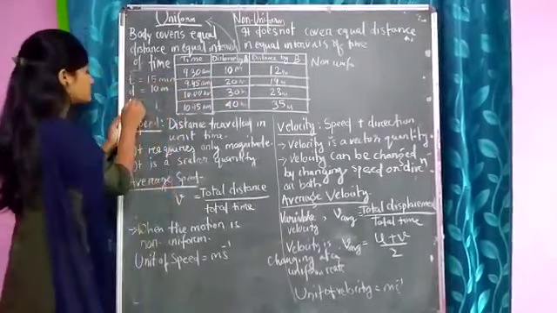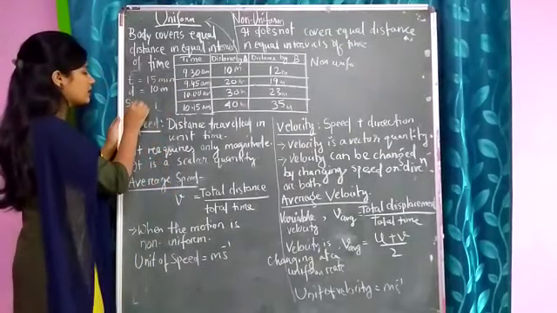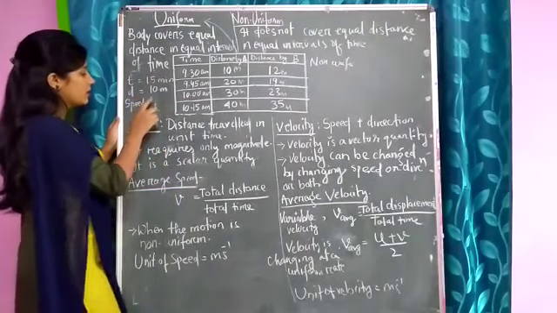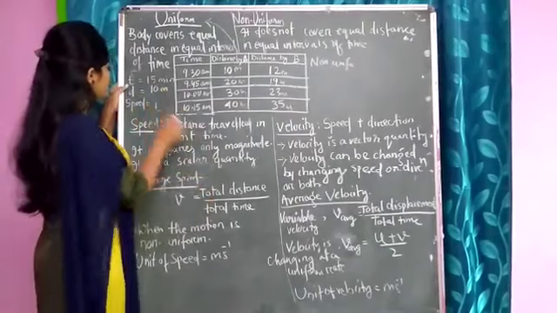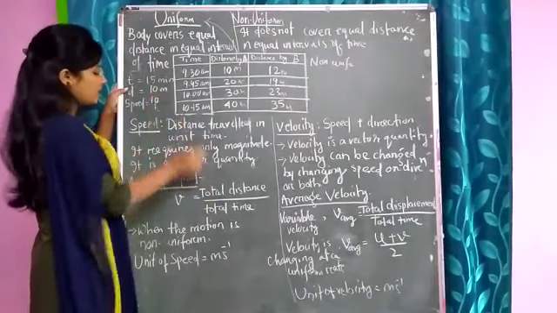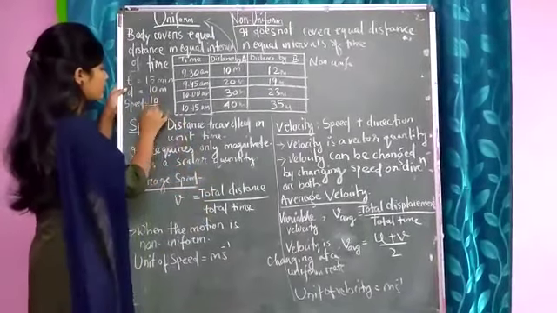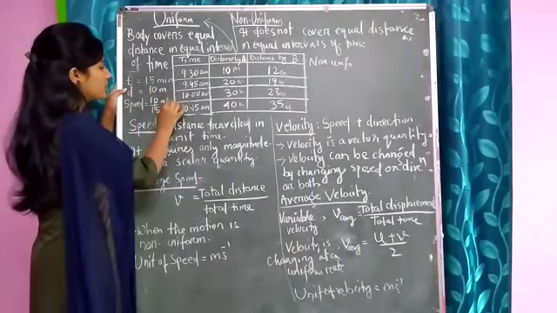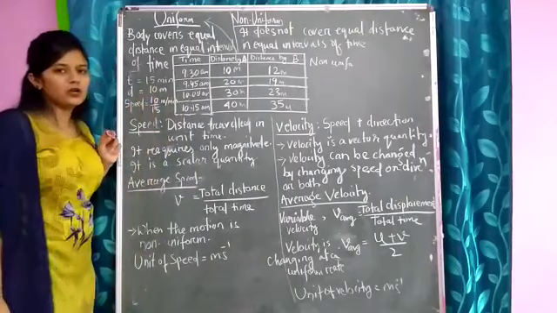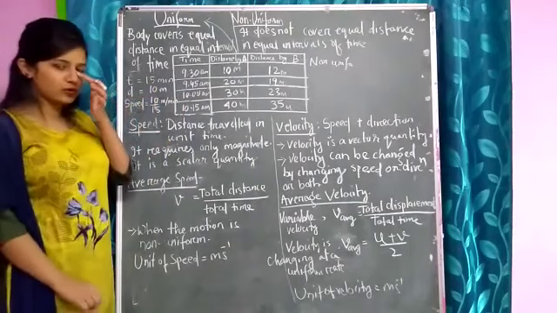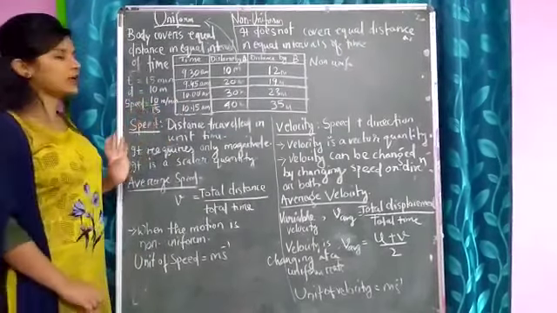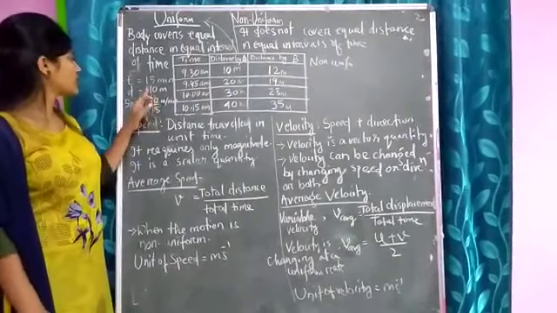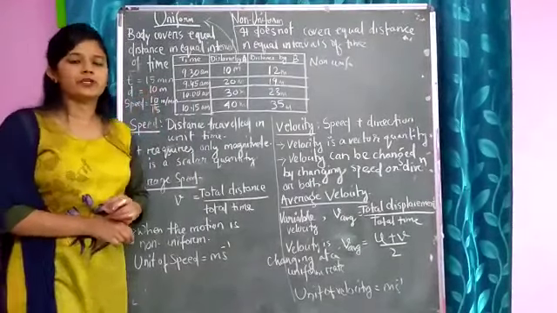So what is the speed then? We can say that the speed will be total distance, 10, divided by the time, 15. So 10 by 15 meter per minute. In this way we can calculate the speed of a body: total distance by total time.